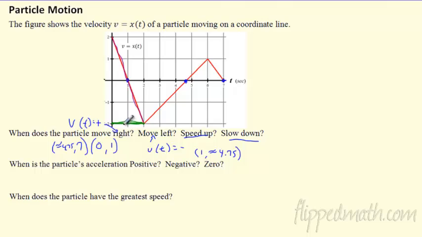Then what's the acceleration? It's the instantaneous rate of change of this. Since it's a straight line, it's just the rise over run here. So this is going up 1, 2, 3 over 1, 2, 3, 4.